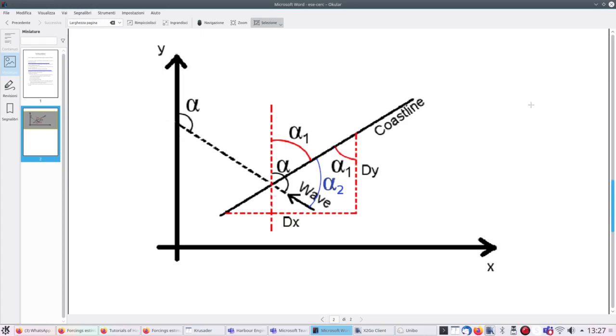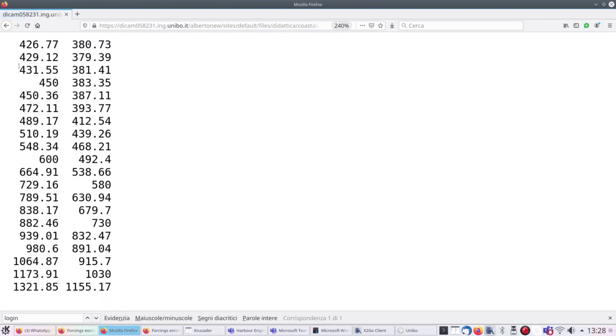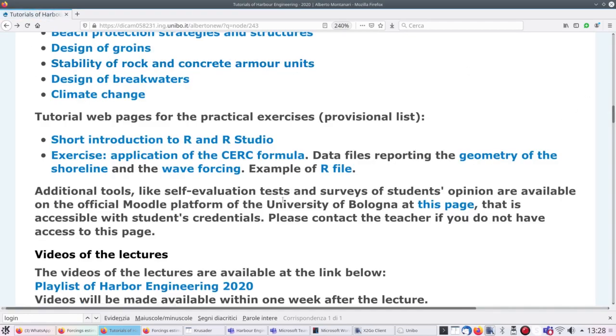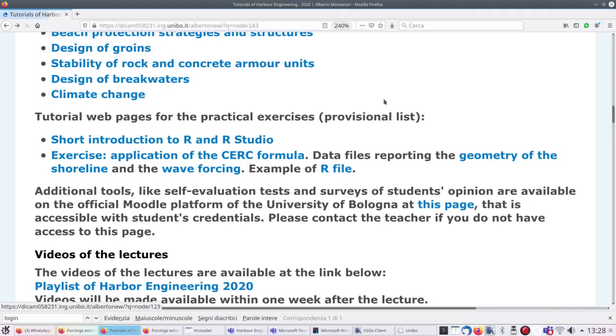Okay, good. Now we can go back to our page, and here there are two files, geometry of the shoreline and wave forcing. Please save them. You can open them if you just click, and this is the geometry of the coastline. We already had a look at this file, and the wave forcing is here, no headings, and there is a description in the PDF, which we already considered, of the meaning of these numbers and these columns in particular. You should save these files, and I'm not sure whether last time we already uploaded them. I think probably not.